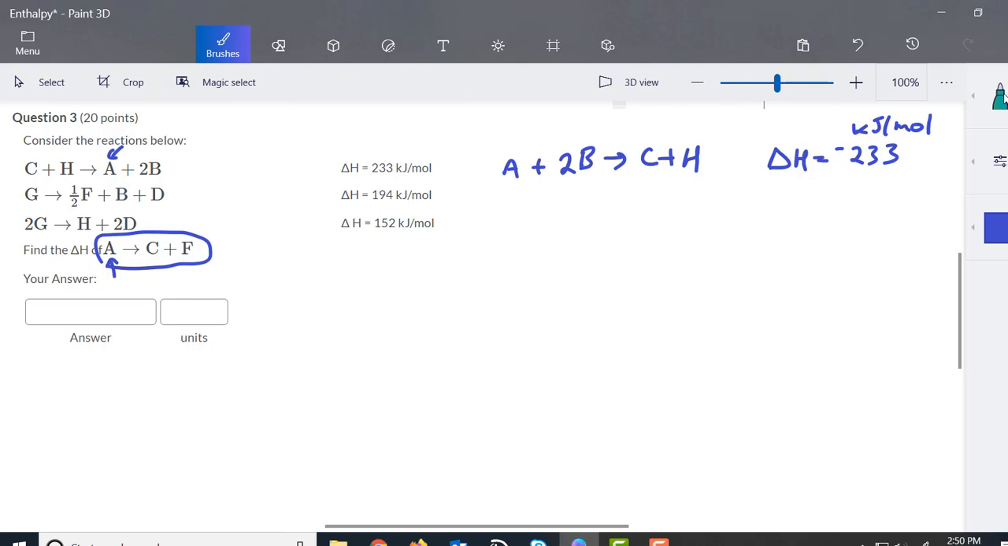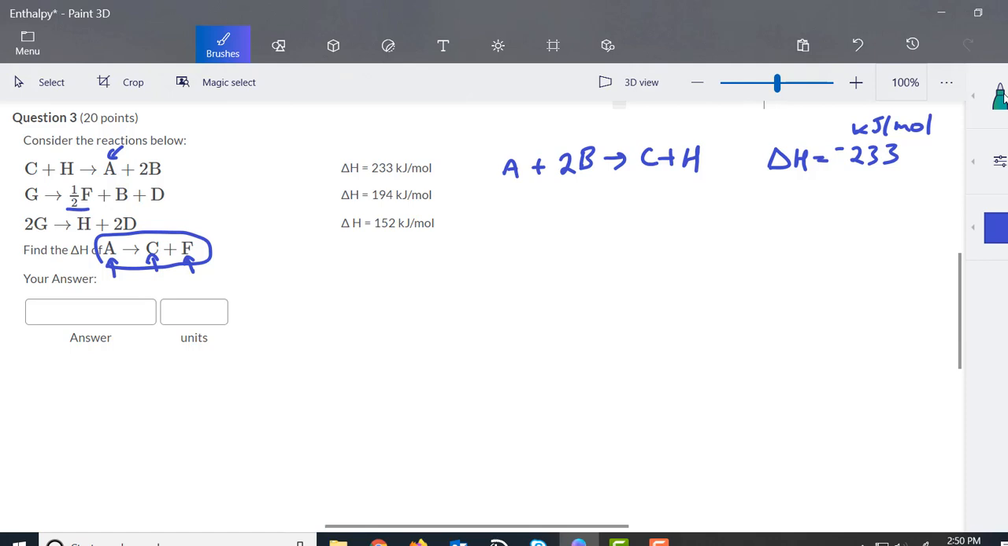The next one, we've got C. Let's see, is C on the correct side? Well, C is on the correct side now. When I flipped 1, now C is on the correct side, so that's good. Let's look at F. Now F is on the correct side. It's over here, but it says half F.